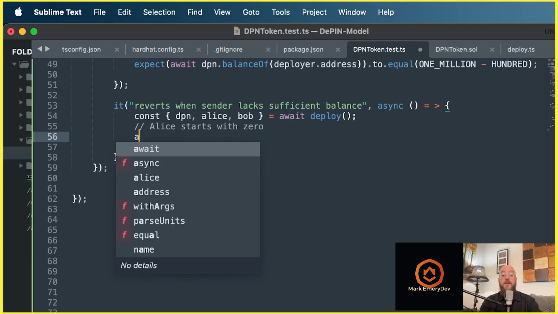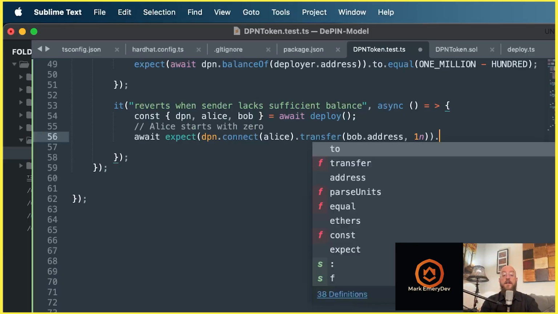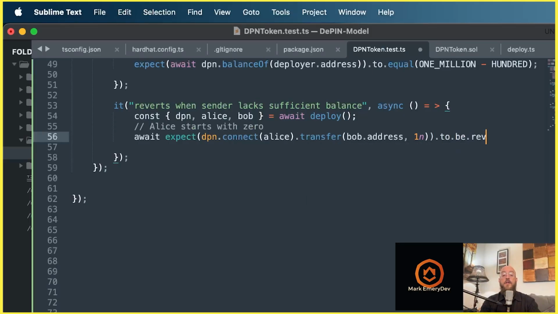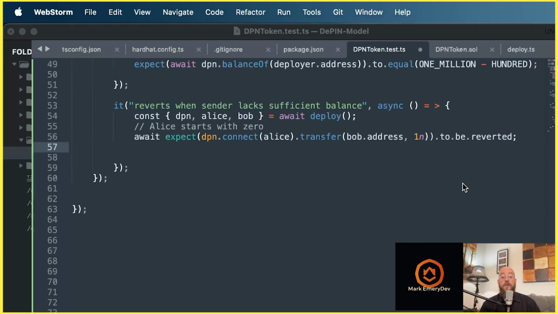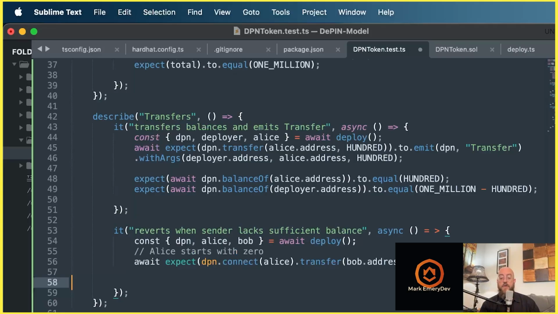And let's set up a scenario where Alice starts with 0. And how can we do that? We can just say await, expect dpn.connect with who? With Alice. For what purpose? To transfer. Transfer where? Bob's address. And then we'll just do a 1N. And we are expecting this to be reverted. All right, so let's check that out. We are saying, hey, Alice, try to send Bob some tokens when you have none. And it should indeed not work.